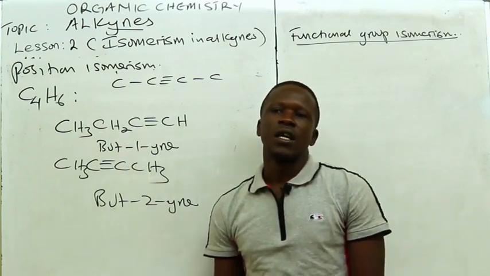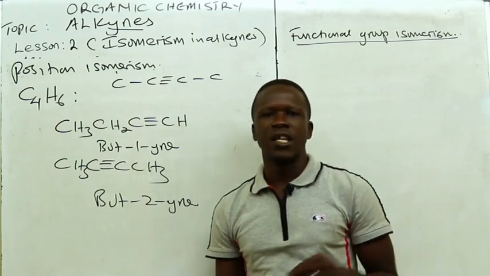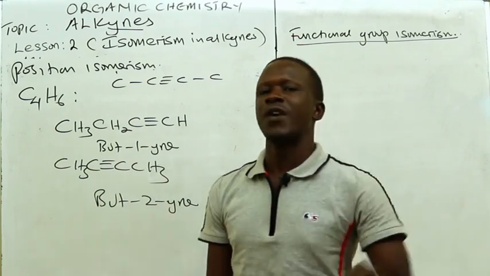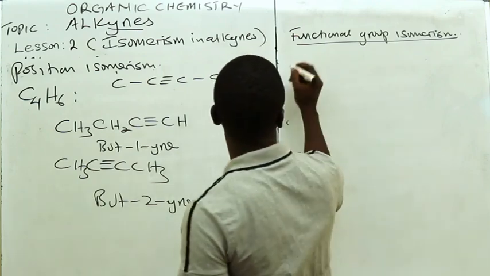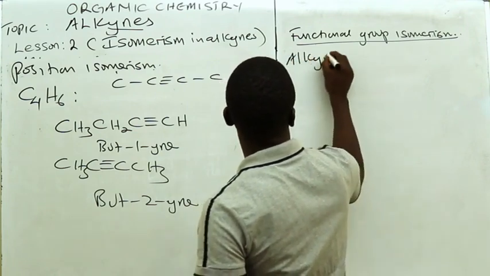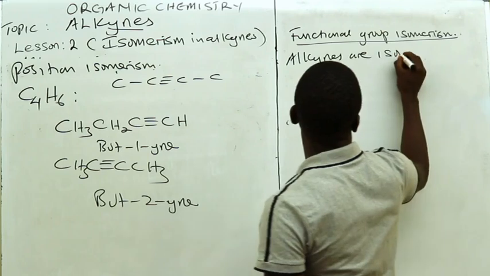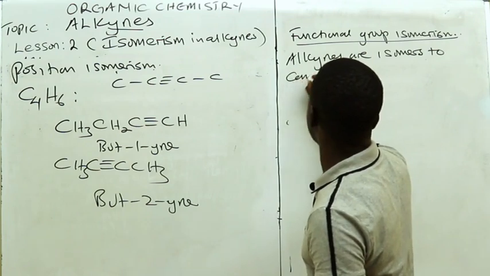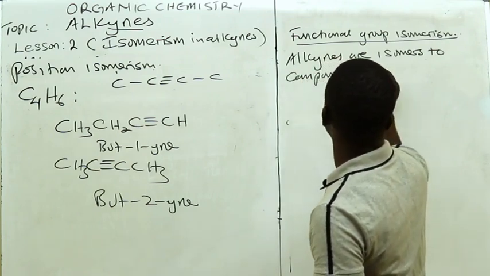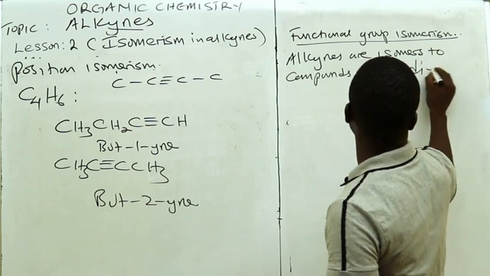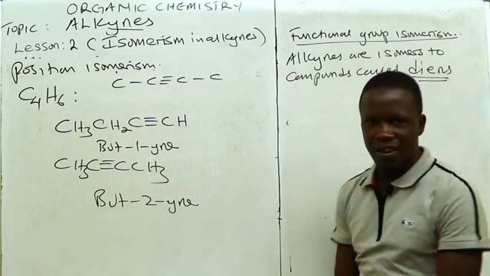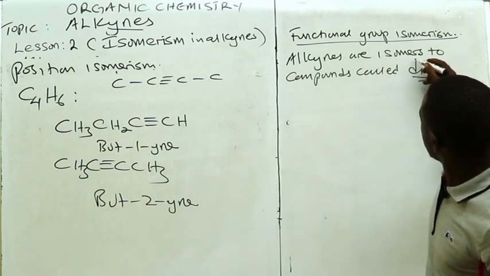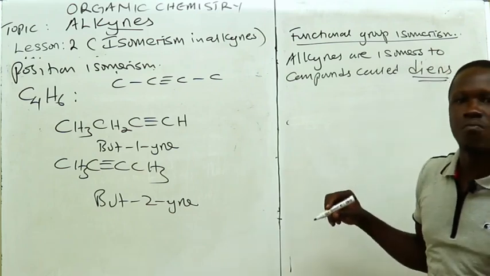Meaning that every time we have an alkyne, there is another compound with a functional group which is not a triple bond. So we want to find out which one is that. So we are going to say that alkynes are isomers to compounds called dienes. A diene, just as the word is, diene, it is a compound with 2 double bonds.